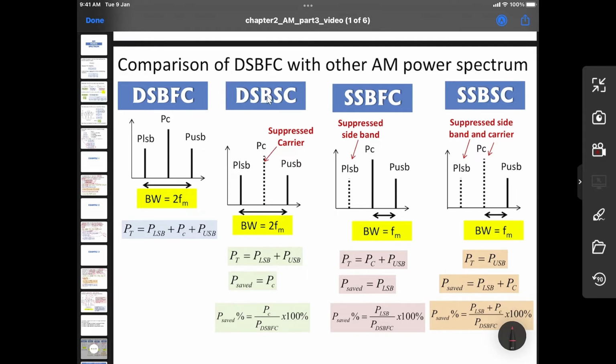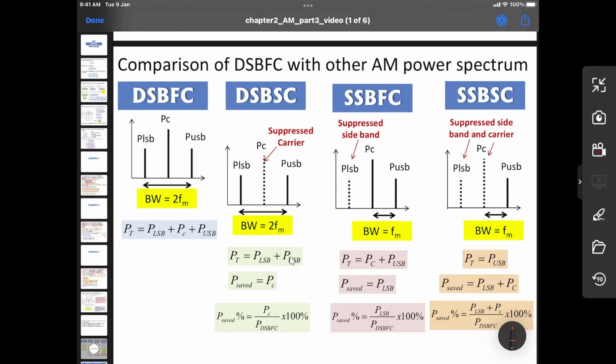And then double sideband suppressed carrier. They suppress the carrier, so the carrier isn't there. It's there, but they just suppress it. Meaning that in the modulation, they use the carrier to modulate. They don't eliminate the carrier, but to transmit, they suppress that carrier. So they still have the two sidebands, and the bandwidth is still 2 fm. But the total power now, we just have the lower sideband and the upper sideband.